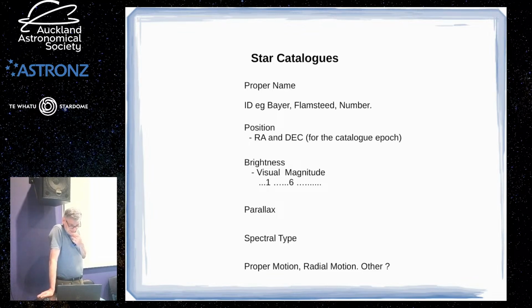Okay. Yeah, and obviously there's a lot of other information we want in the catalogue. We've got the brightness of the star, its parallax, which is the astronomical way of specifying how far away the star is from us. There's other things. We can have spectral type, proper motion, radial motion, all sorts of anything you can measure basically.